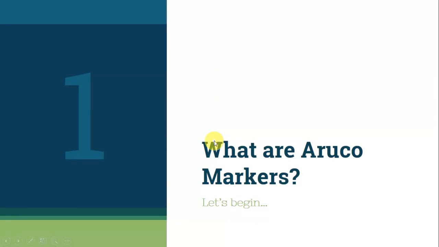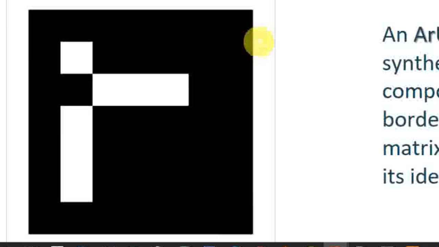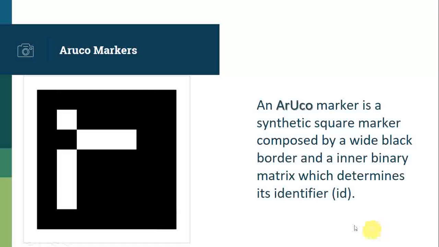So let's proceed with what Aruco markers are. Aruco markers are basically synthetic square markers which are composed by a white black border and an inner binary matrix which determines its identifier. So what I mean here is, here we have our Aruco marker.